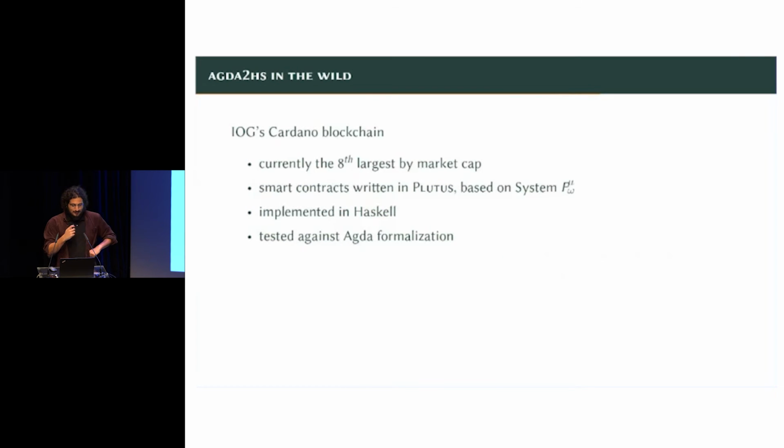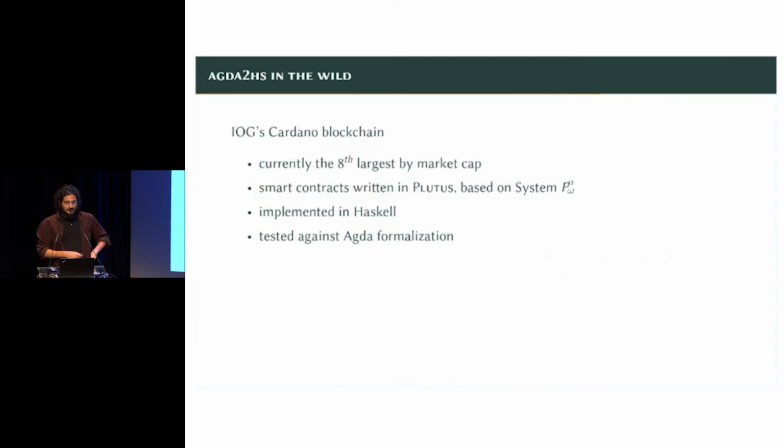Right. And then the great thing about it is that Input Output, one of the companies that has made one of the largest blockchains, actually uses agda2hs in the wild. It's a prototype, it's kind of a mental experiment, and it's actually used in a small corner of a huge Haskell code base. Okay, it's not embraced totally.